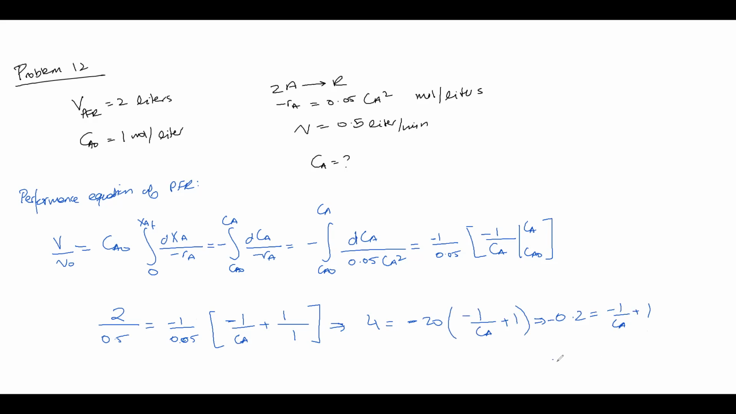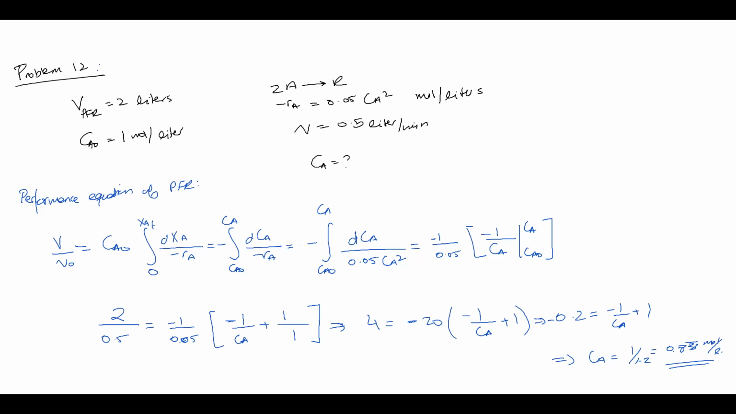If you solve for this, you're going to get Ca to be 1 over 1.2, which is 0.33 mole per liter, which is the solution to this problem. And again, this type of problem is not hard, just integration. Just be comfortable with your integrations, especially the simple ones. And don't make simple mathematical or arithmetic errors once you get to this stage. Okay, good. Problem 12 done. Let's move on to the next problem.